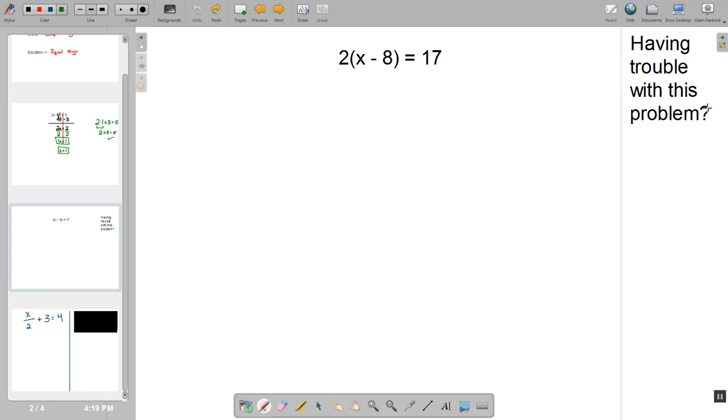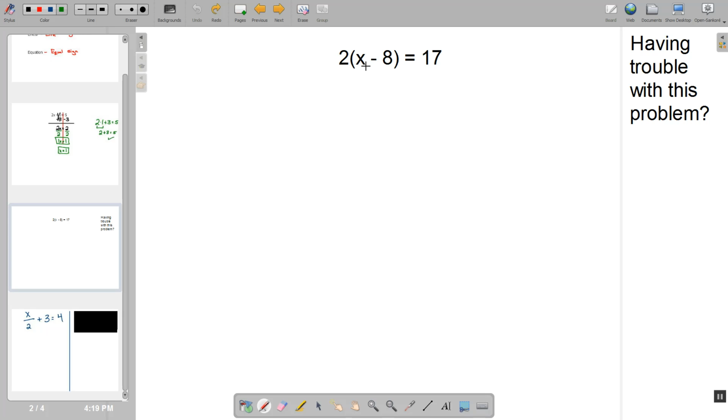Now, as we work through this problem, if you are having trouble with these types of problems, we call these parentheses distributive property type problems. There is a video specifically designed for them. So talk to Mr. Schmidt and I can get you onto the right video.